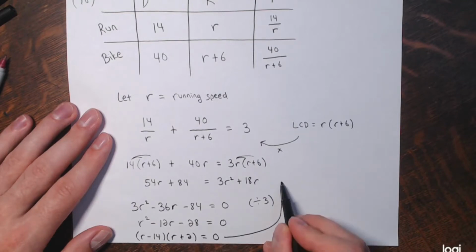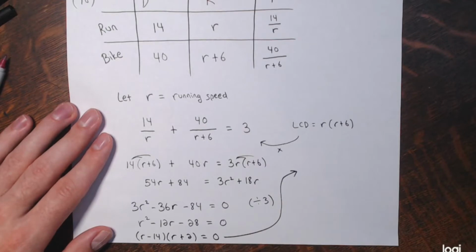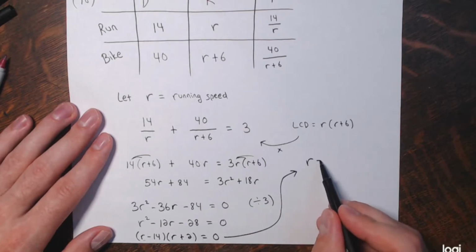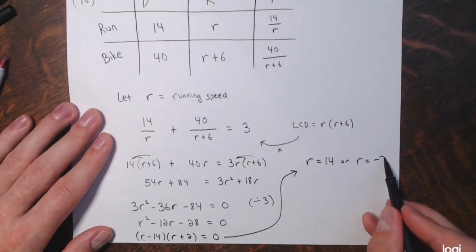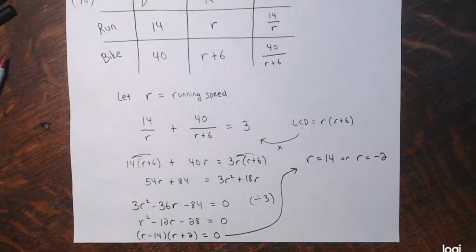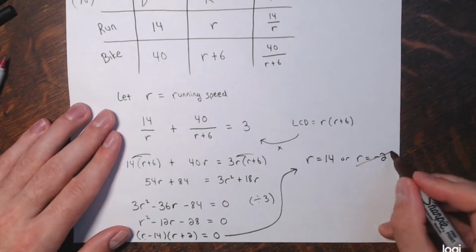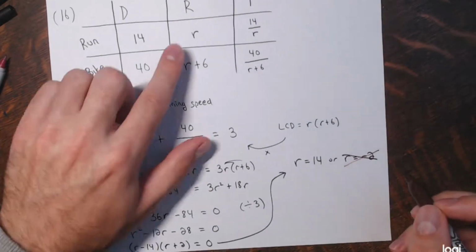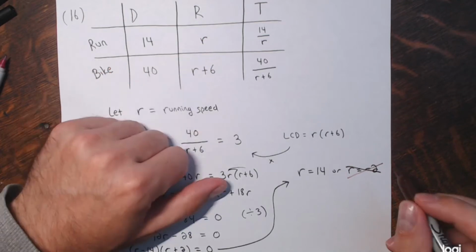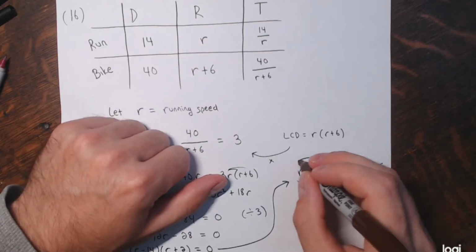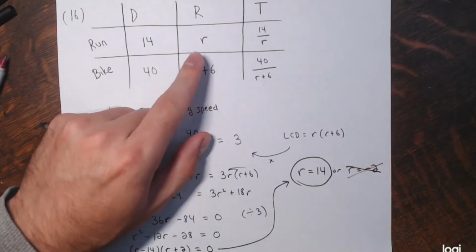Alright, so then bring this here, keep it on the same page. r could be 14 or negative 2. And once again, we're checking to see which ones actually make sense. Negative 2 does not make sense, right? Because again, you don't want negative speeds in these problems. Alright. So the only one that does is positive 14.